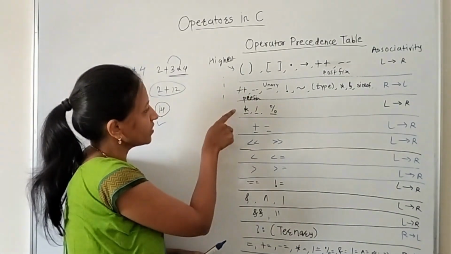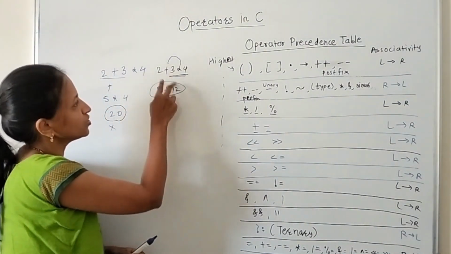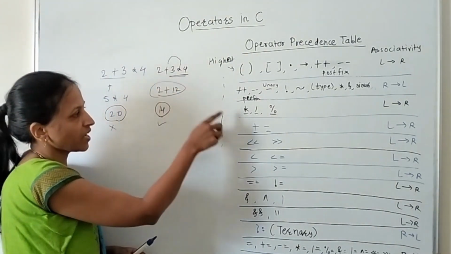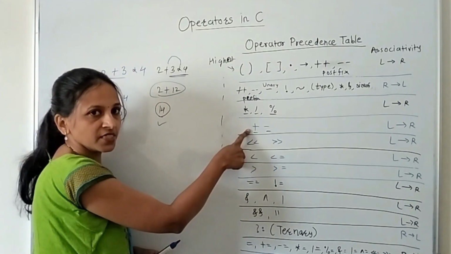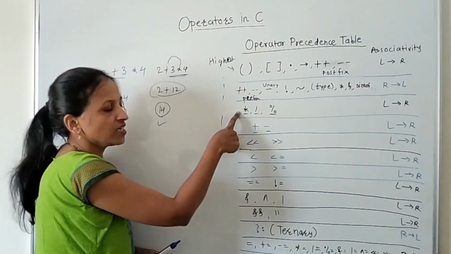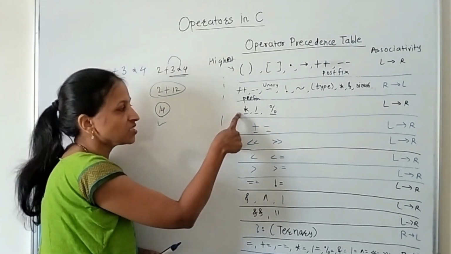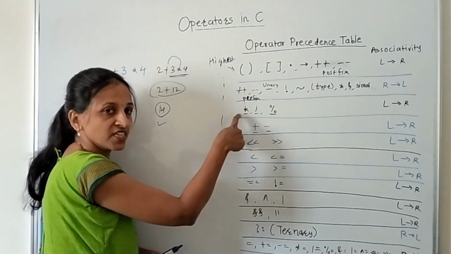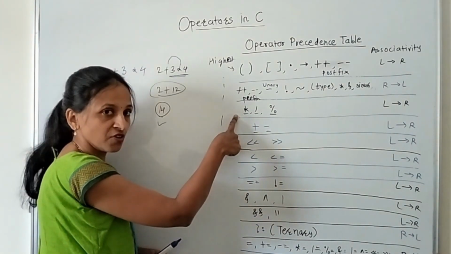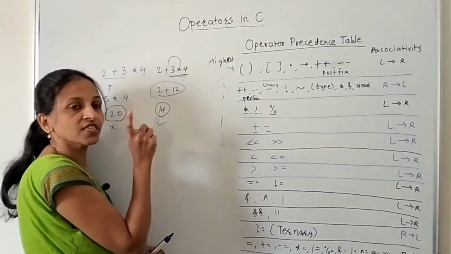Now see here, in this expression we have used two operators, plus and multiply. This plus has lower precedence, lower priority than the multiplication symbol. That's why multiplication has higher priority, and that's why it should get evaluated first. That's why this result is the correct one.